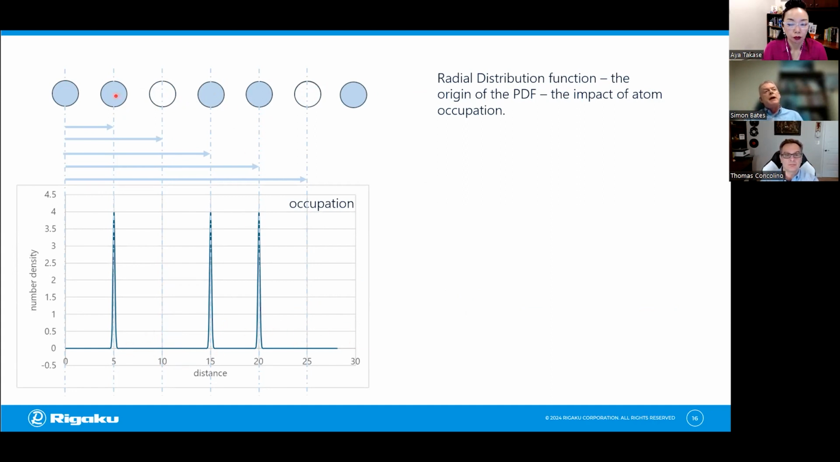Actually, when you do the PDF, you have to look at these distances from every atom in the structure. When you do that, you get peaks at all positions, in fact, but the overall intensity will be reduced. So as the occupation number goes down, the PDF peaks reduce. As the occupation number goes up, the PDF peaks increase. So the change in magnitude of the peaks, or certainly a family of peaks, allows us to isolate occupation numbers.